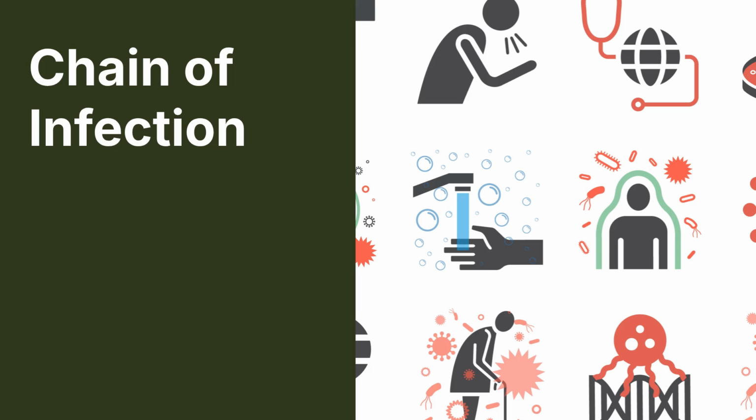Infections spread through a 6-link chain. These links include the infectious agent, reservoir, portal of exit, transmission mode, portal of entry, and susceptible host. Breaking any link stops the infection. Infection prevention targets these links. Understanding the chain is key to effective control.